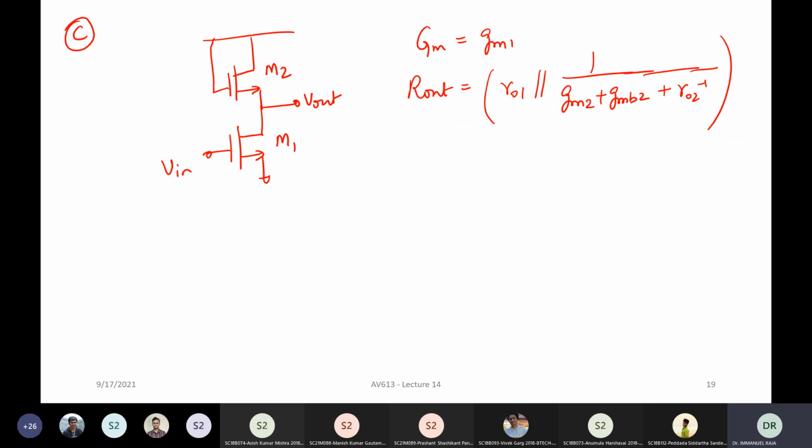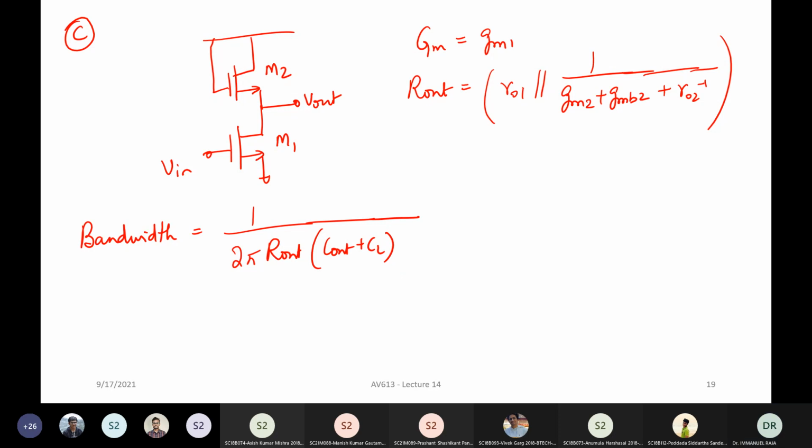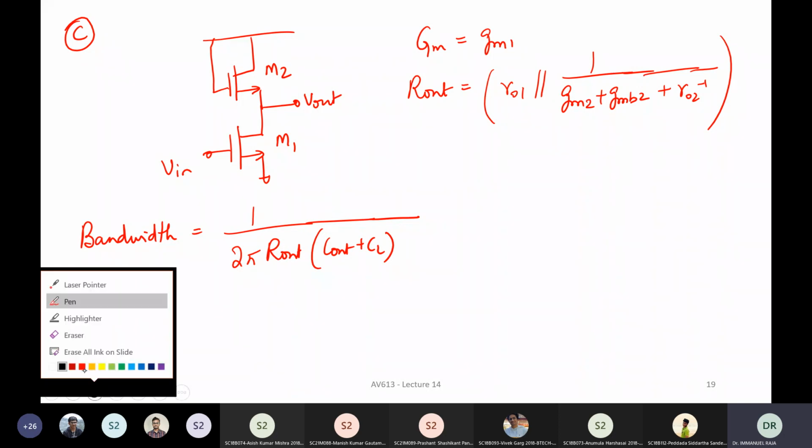Now, in all these cases, bandwidth is easy to calculate. Bandwidth is nothing but 1 by 2 pi R out times, let's say, C out plus CL. Most textbooks will say that CL is much greater than C out. But nevertheless, what is important is the total capacitance at the output node.